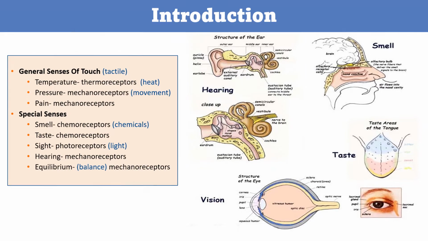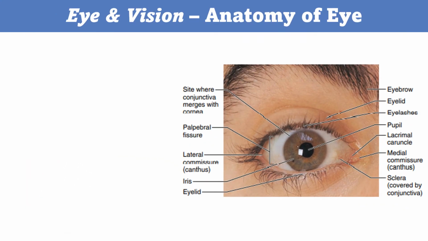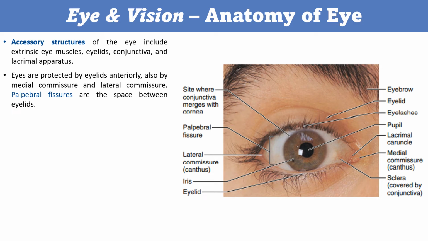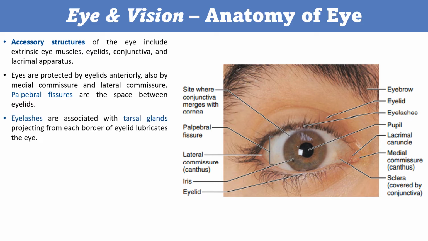Let's start with the eye and vision, anatomy of the eye. Accessory structures of the eye include extrinsic eye muscles, eyelids, conjunctiva, and lacrimal apparatus. Eyes are protected by eyelids anteriorly, also by the medial and lateral commissures. Palpebral fissures are the spaces between eyelids.